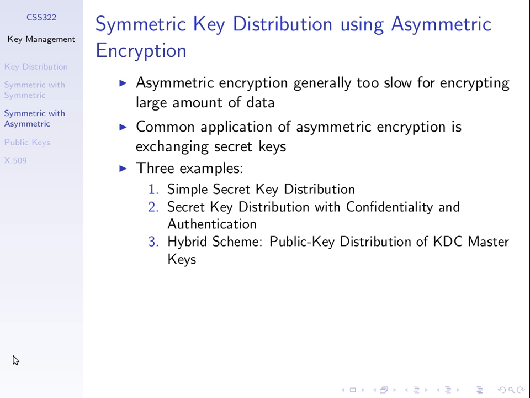Why would we want to do this, or what's one of the issues here? Normally we encrypt data using symmetric key cryptography because asymmetric encryption is too slow. To encrypt a large amount of data, it takes too much time. Where do we use asymmetric encryption or public key cryptography? Well, one thing is to exchange secret keys. That is, I want to encrypt some data, use public key cryptography to exchange a secret key, and then use that secret key to encrypt the data.